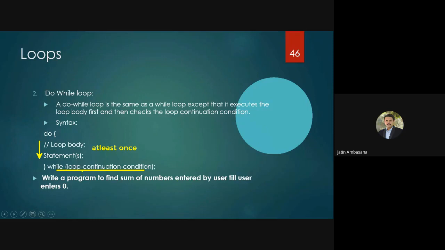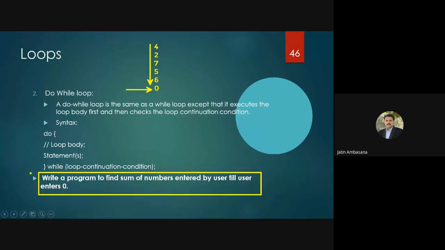So there are some various programs like this. This is a sample. Write a program to find the sum of numbers entered by the user till the user enters 0. So what happens is, suppose the user is entering numbers like this, 4, 3, 7, say 5, 6, and then 0. So what should happen is, you should start reading it, and as soon as the user enters 0, you should just exit the loop. That's what this program says.